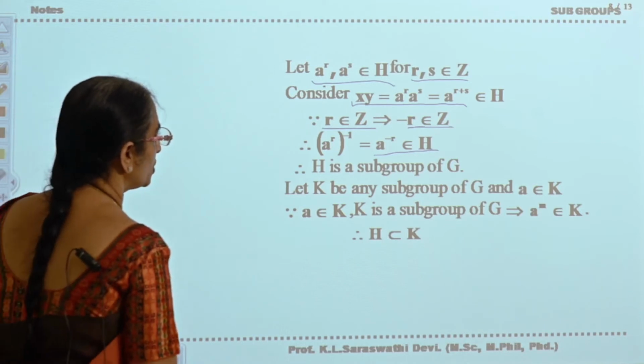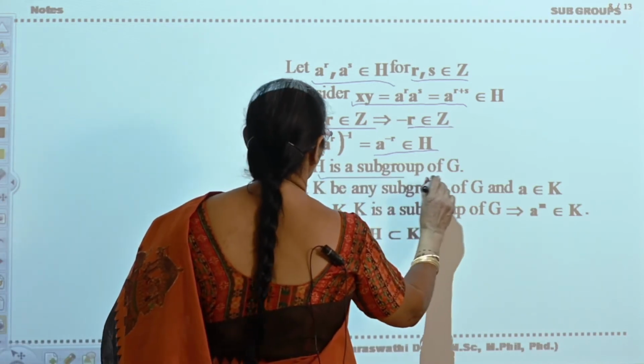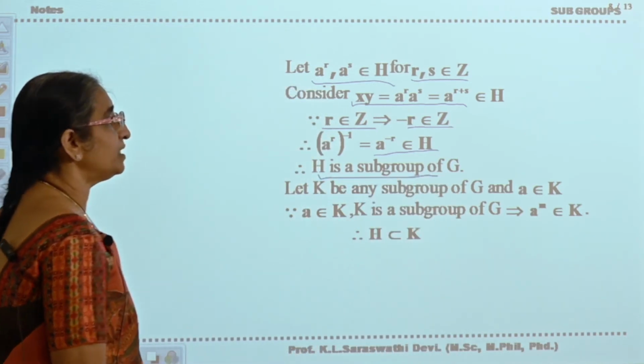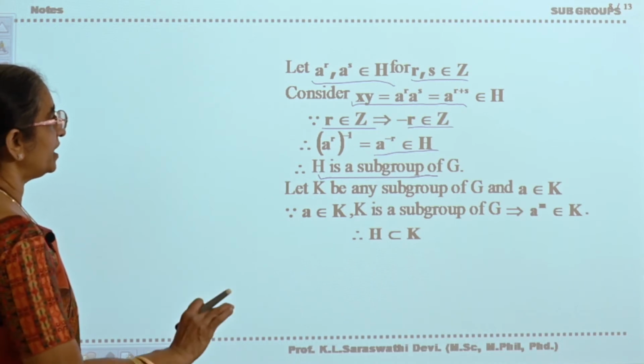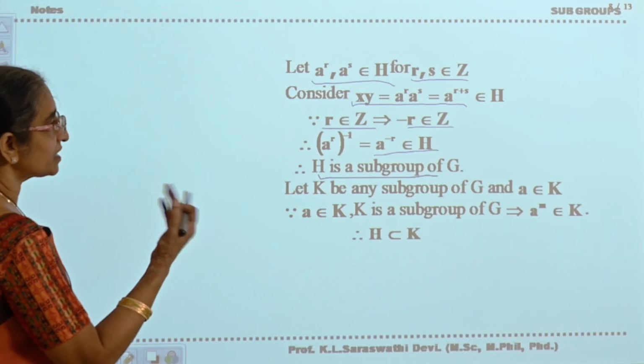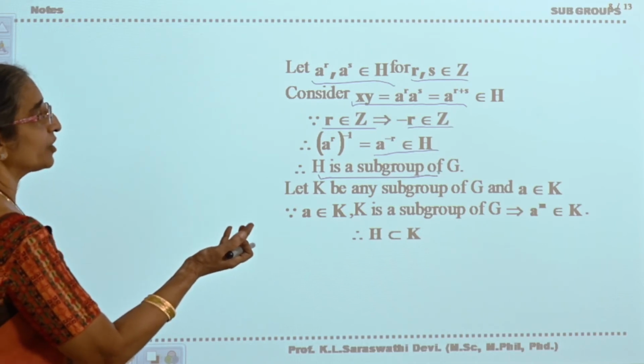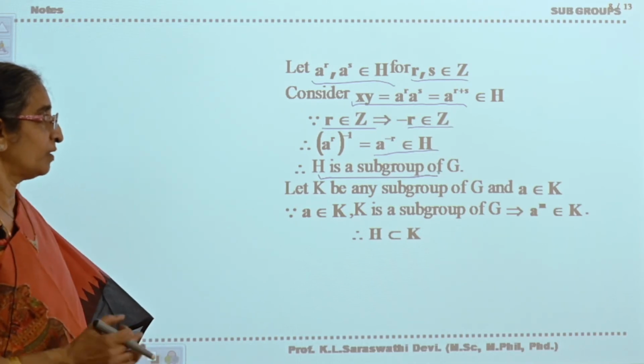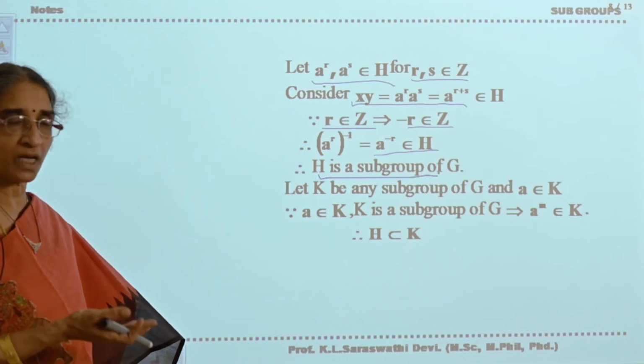Therefore, H is a subgroup of G. Let K be any subgroup of G and A belongs to K. A belongs to K, K is a subgroup of G, therefore A power n belongs to K, because K is a subgroup, closure is satisfied.